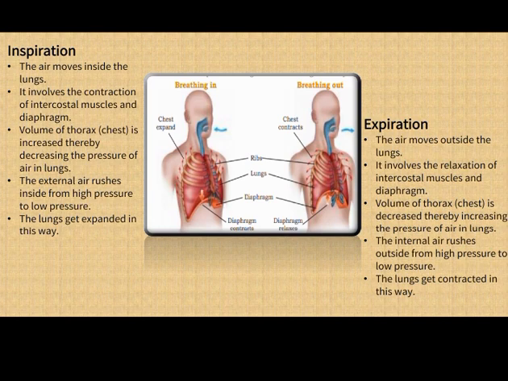So the external air rushes inside from high pressure to low pressure. This is because in our environment the air pressure is high and in our lungs the air pressure is low, so air moves from the high pressure area to the low pressure area. The contraction of the intercostal muscles increases the thorax and decreases the pressure of air. So the lungs get expanded in this way. Your lungs become like balloons and all the air gets inside the lungs after you breathe in.